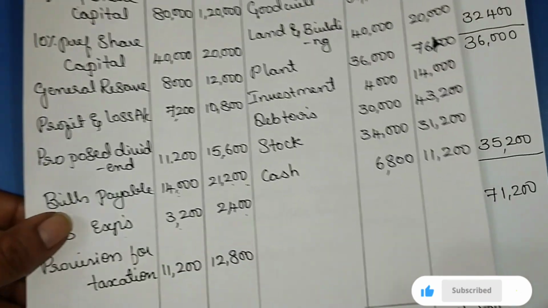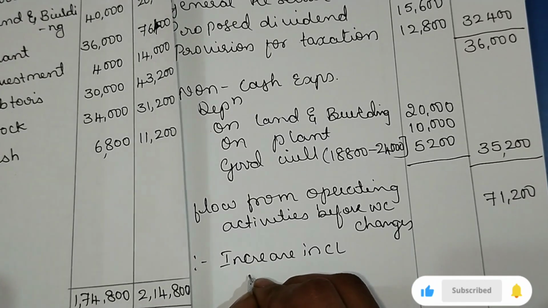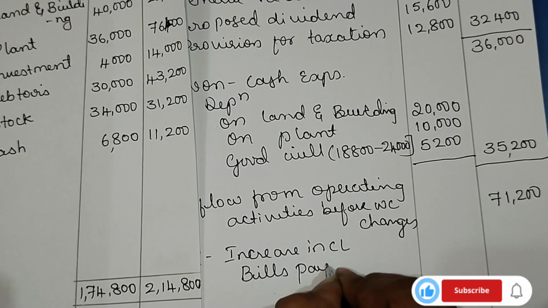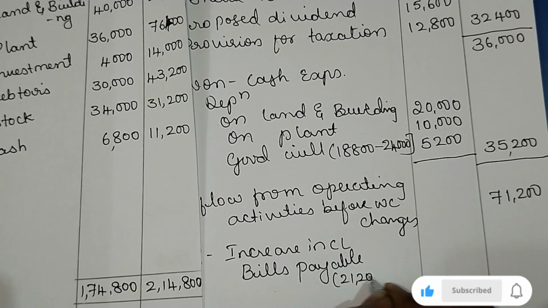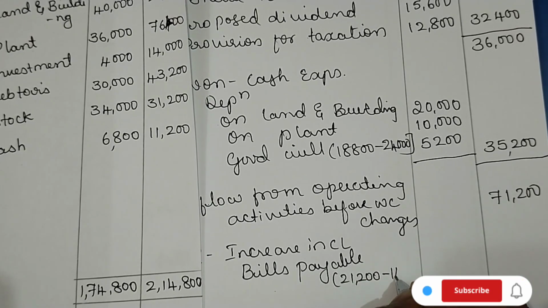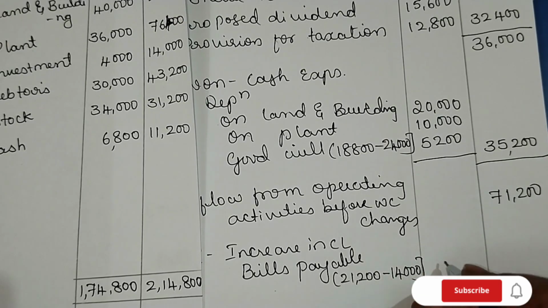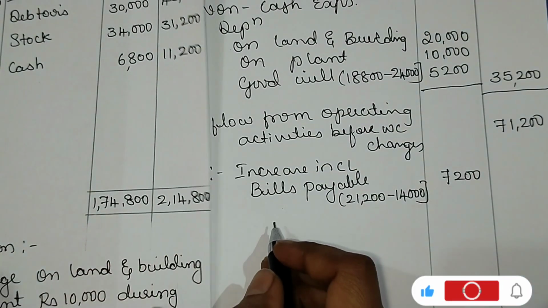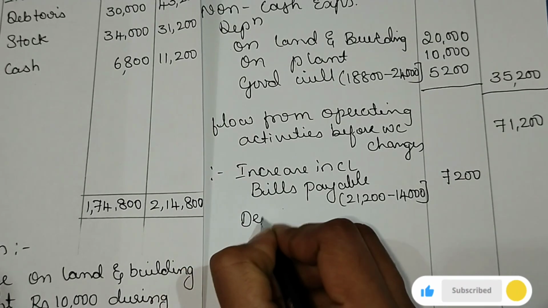Now what is the increase amount? The difference amount we are going to take. Increase in current liability, under this we are considering bills payable. Bills payable, that is 21,200 minus 14,000. 21,200 minus 14,000 is 7,200. Okay. Now with this we are adding decrease in current asset.